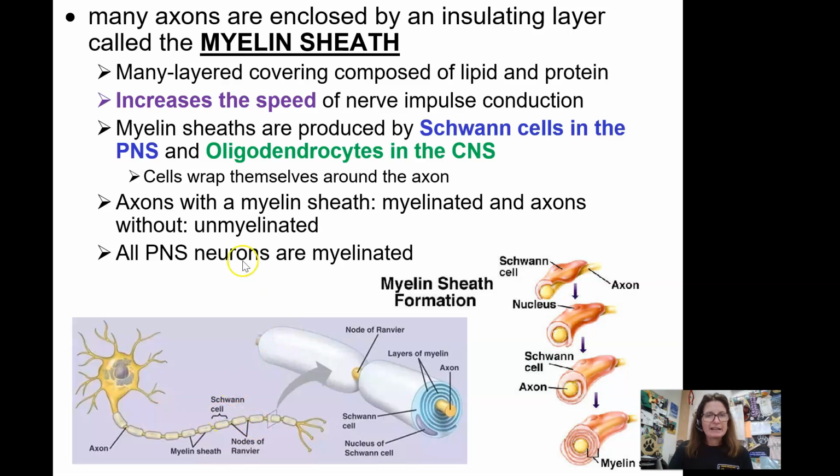So if you are myelinated, that means you have a myelin sheath. If you are unmyelinated, there are some central nervous system neurons that do not have myelin because the axons are so short. In essence, it won't make it go any faster because the axon's so short. It doesn't need to be myelinated.